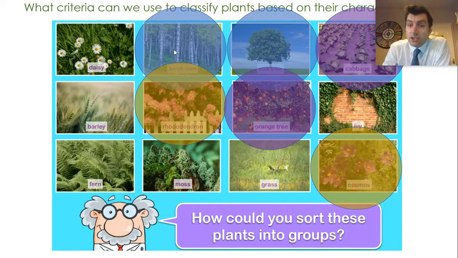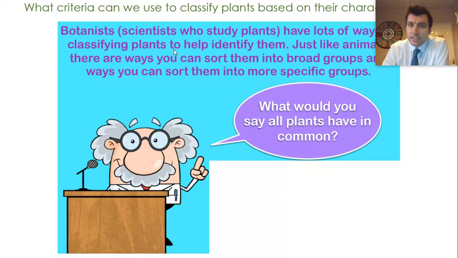There's lots of different ways you could sort things, and some of these you could actually divide in other ways. So we've got cosmos, rhododendron, but also we can see that daisy is a flowering plant. So there's lots of different ways that we can classify plants. Botanists, these scientists who study plants, have lots of ways of classifying plants to identify them, just the same way we did with our mammals and our reptiles and our other groups within animals.